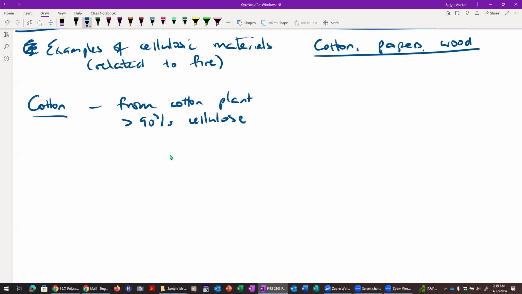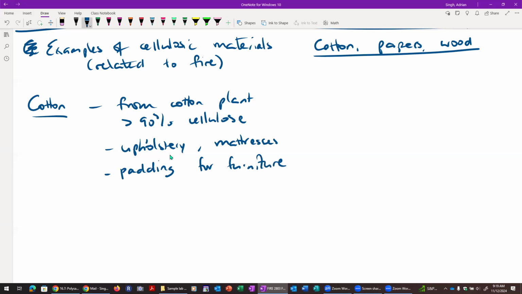So where do you find these? Obviously, you find them in upholstery, maybe from mattresses and stuff like that. And again, this is just related to where you would typically find them contributing to fires, for example. You also find them in places like padding for the upholstery for furniture. And then obviously clothing would be a big place where you find cotton products.